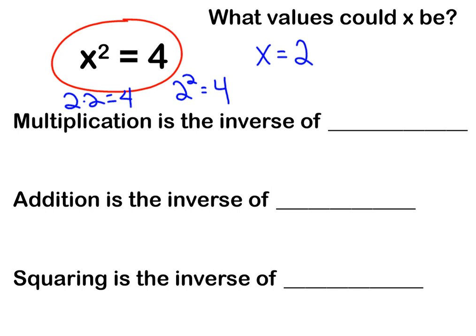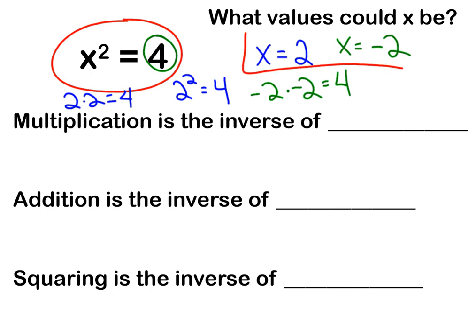However, there's this other side we have to remember: in order to get positive 4, I also could have had negative 2 times negative 2. That would have also given me positive 4, which means that x also could have equaled negative 2. So in today's lesson, we really got to keep in mind that when I have x squared equal to something, I could have x be a positive value as well as a negative value.